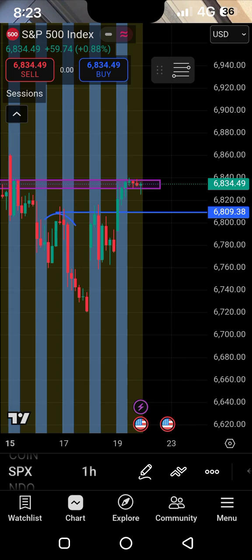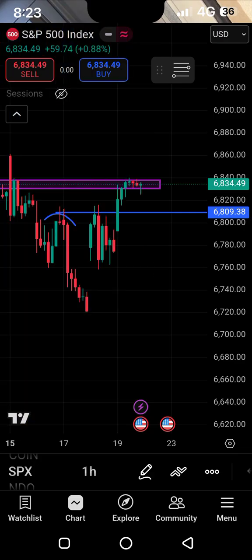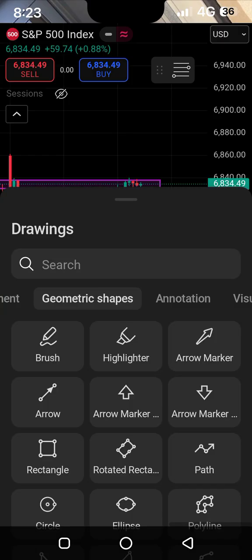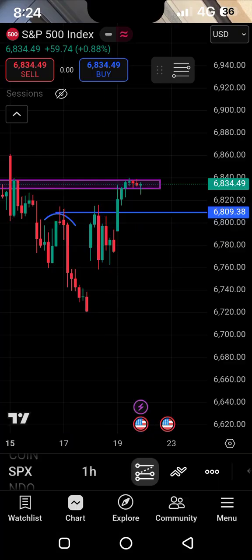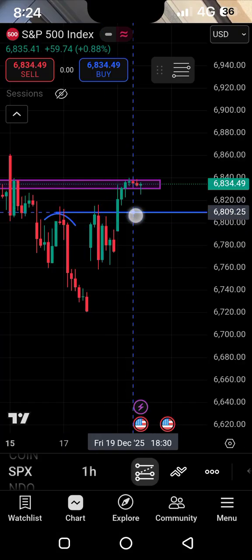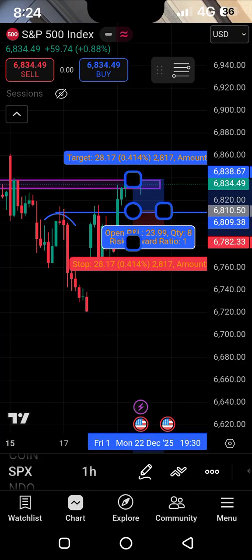You would have taken your entries, as I've told you guys. Let me just remove the sessions again. So for the second time that price came above this level, that's when you would have taken your entries. You would have gone for a long position. Okay, stop loss would have been the first stop loss.